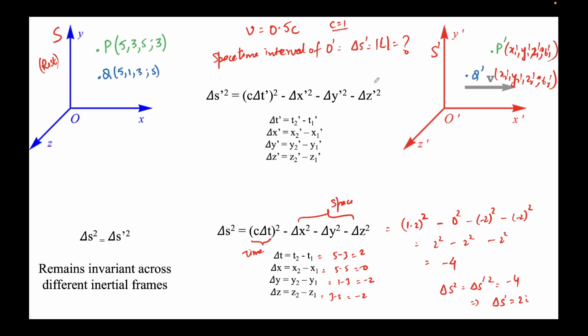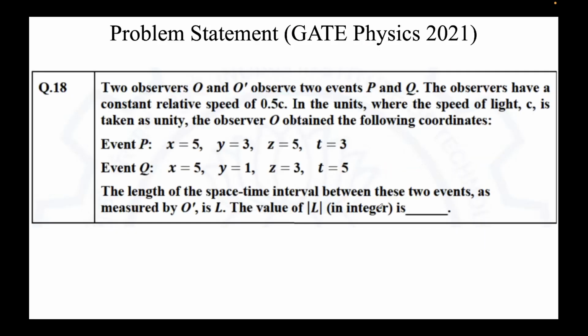But note that we are required to find the modulus of this. Delta S prime is the modulus, so we have to take whatever delta S prime is. So we can say L, which is the modulus of delta S prime, the modulus of 2 iota, will be 2. So the value of mod L is 2. We can place this answer here, and it is an integer, so we don't have to round off. So that's our answer.